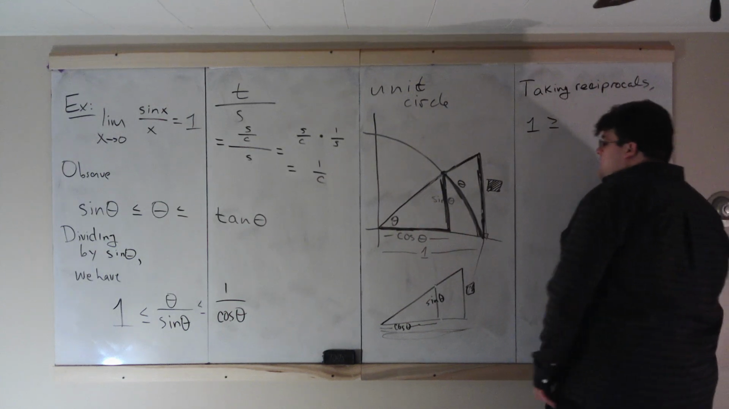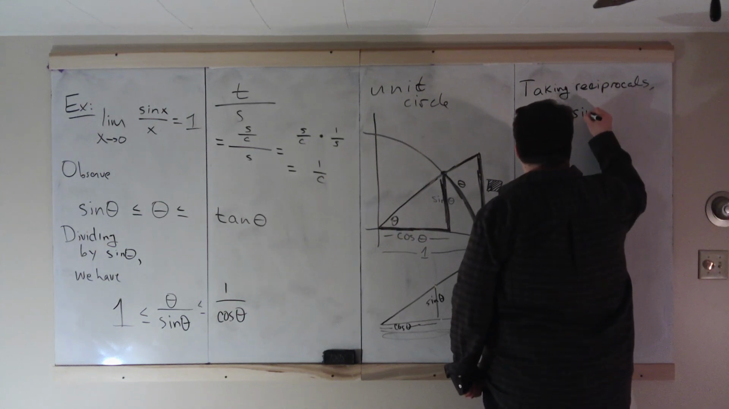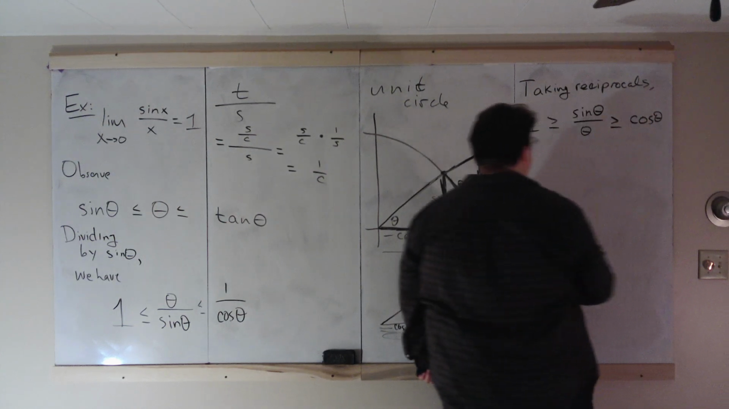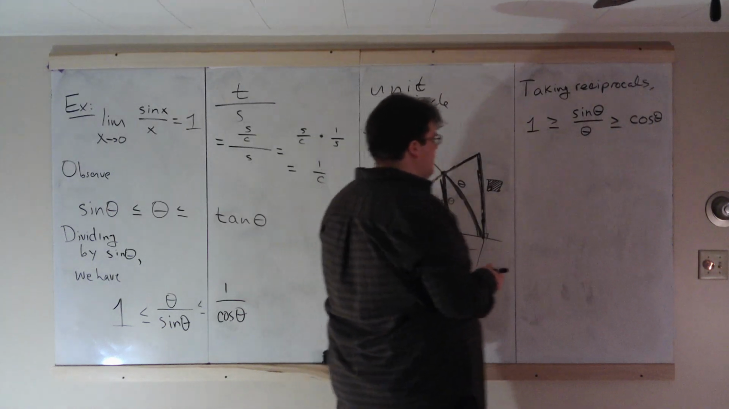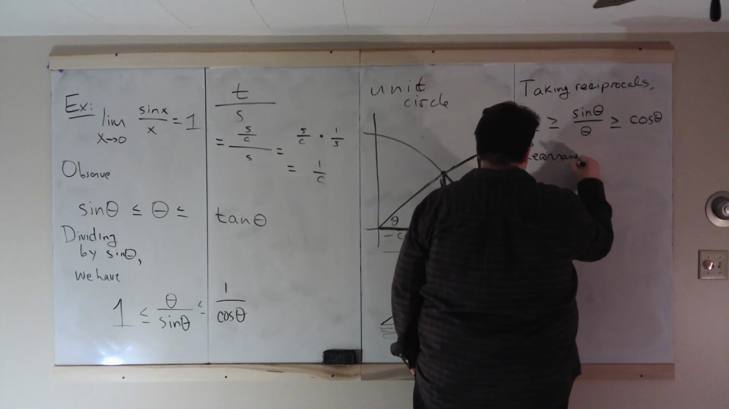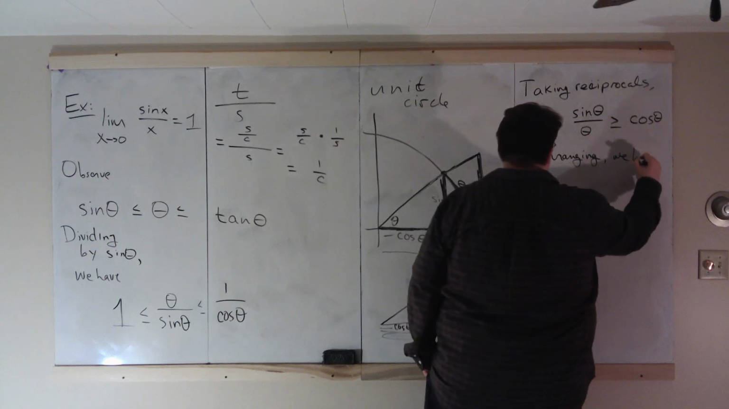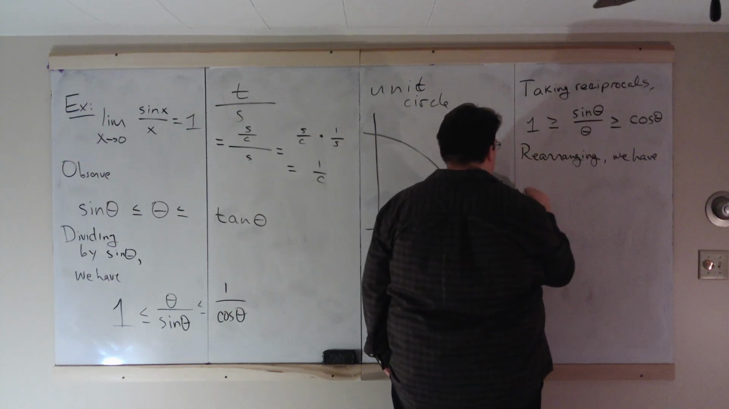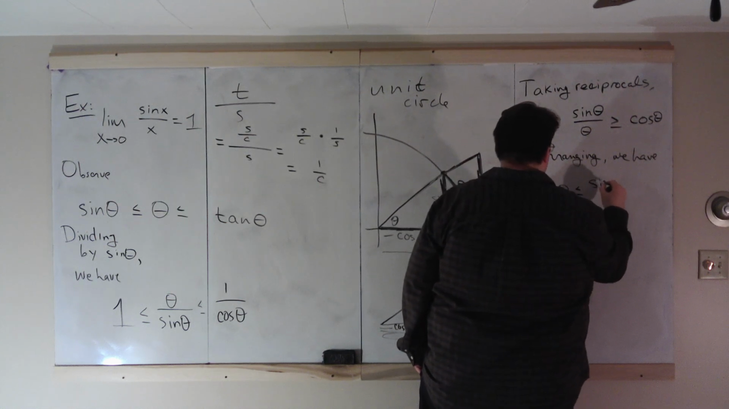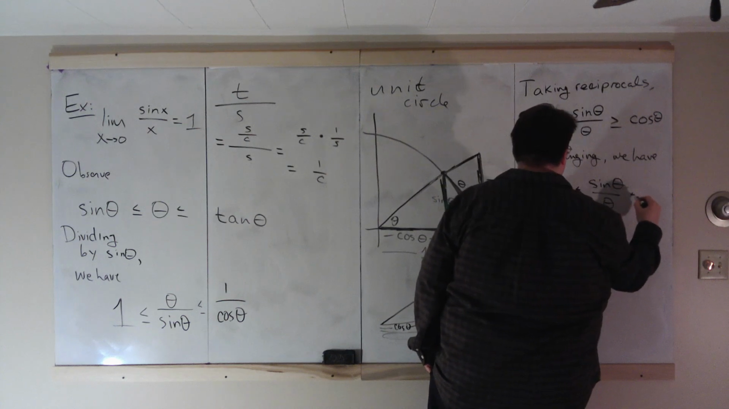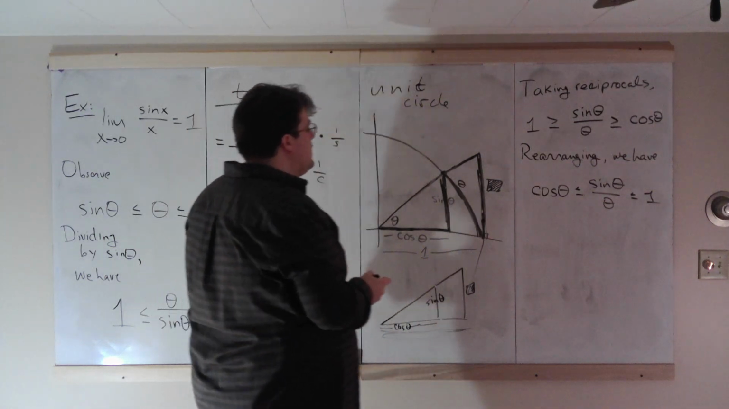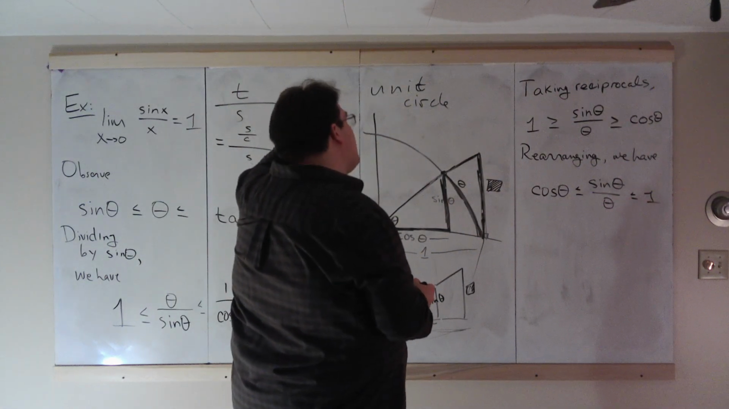So take reciprocals of everything, you get 1 greater than or equal to sine theta over theta, greater than or equal to cosine theta. Well, that doesn't look exactly like our squeeze theorem form. So let's just rearrange. We can write it backwards so that it's in the exact form of the squeeze theorem. So just rewriting it backwards, you have cosine of theta less than or equal to sine theta over theta less than or equal to 1.